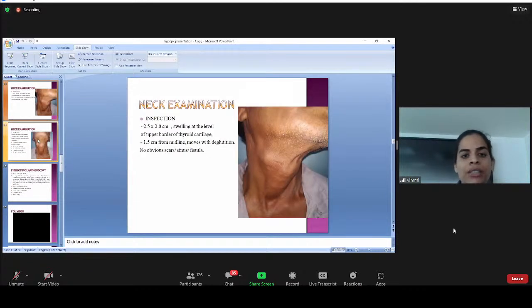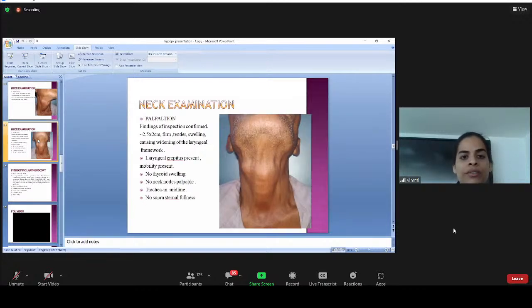For the neck examination, on inspection there is an approximately 2.5 into 2 centimeter swelling at the level of the upper border of the thyroid cartilage, which seems to be approximately 1.5 centimeter away from midline. It moves with deglutition. However, there are no obvious scars, sinuses, or fistula present on the skin of the neck.